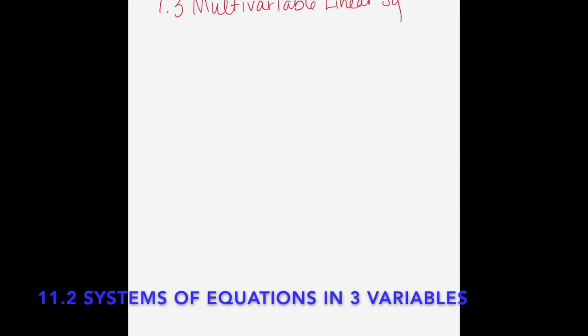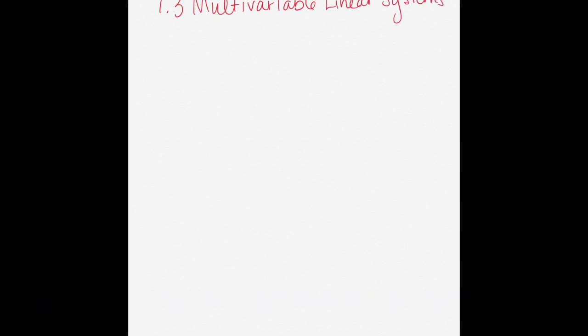Multivariable linear systems. All right, so 7.2, we solved multivariable, but we only had two variables. We had two variables and two equations. Well, in this section, we're going to have three variables. I think we'll even do one with four variables, at least in the homework I know there is one.